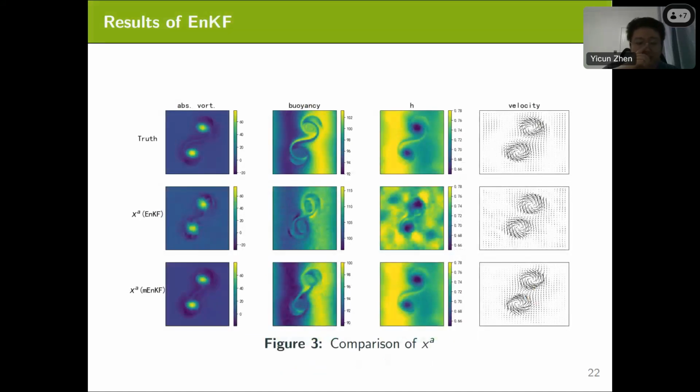Now we look at the EMKF result. The middle row is where you apply EMKF directly to the state. The last row is where you first do a displacement based morphing, and then apply EMKF. You can see the structure is much better preserved by the displacement based morphing.